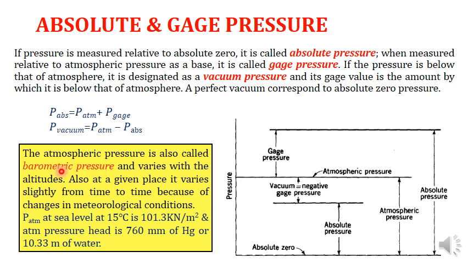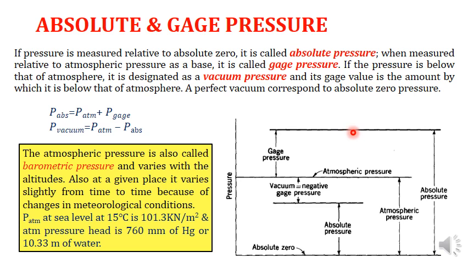Barometric pressure is measured with the device called a barometer, and we will discuss these devices to measure pressure in the coming slides. It varies with altitude. Also, at a given place, it varies slightly from time to time because of changes in meteorological conditions. If the meteorological conditions change, then the atmospheric pressure also changes.